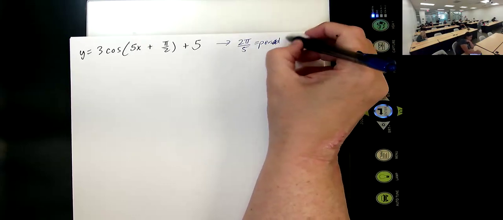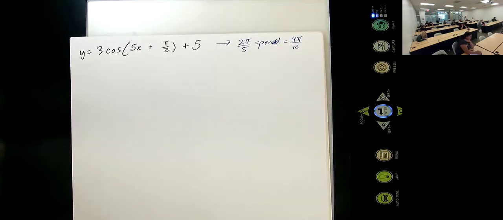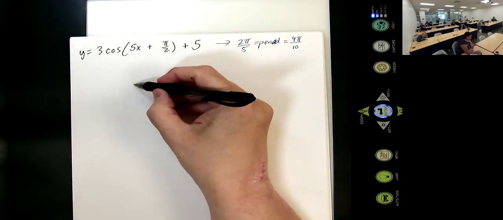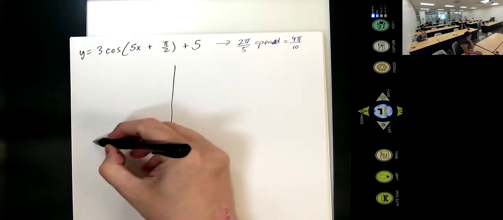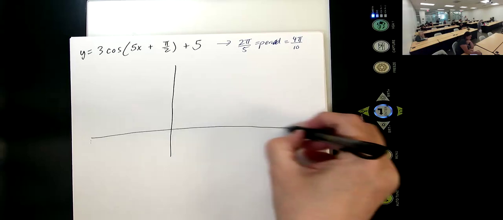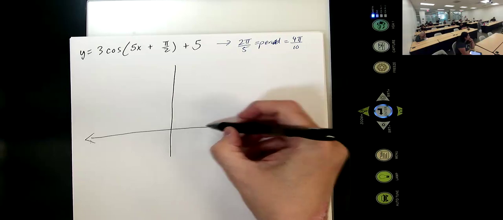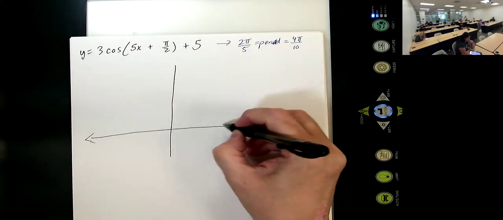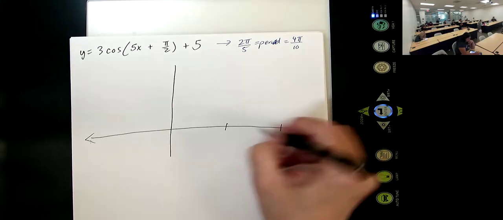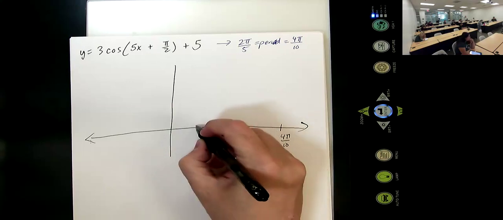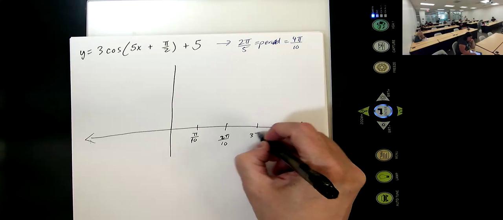And if I multiply that by 2 over 2, this is like 4 pi over 10. And I know I'm gonna be shifting up a lot, so I'm gonna give my vertical part, the top half, a lot more room. Four pi over 10, 2 pi over 10, pi over 10, and 3 pi over 10.